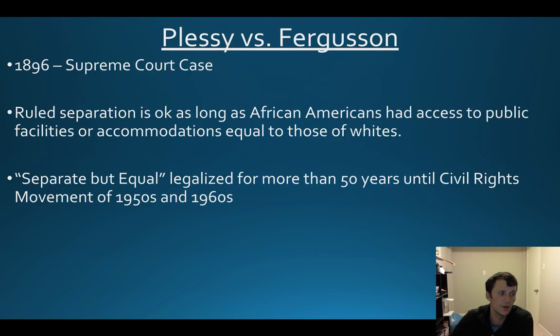So I like to wrap this up, even though this is kind of a good deal after the Reconstruction era, by talking about a Supreme Court that is, I guess, the exclamation point for the Southerners here, that still did not wish to give equal rights to the freed slaves, right? The Supreme Court case, which is one of the most important and famous Supreme Court cases probably of all time, is ruled in 1896, and it essentially says that separation is okay. This whole Jim Crow laws are okay as long as African Americans have public access to public facilities or accommodation which are equal to those of whites, and this whole idea of separate but equal is legalized for more than 50 years until the civil rights movements of the 1950s and 1960s.